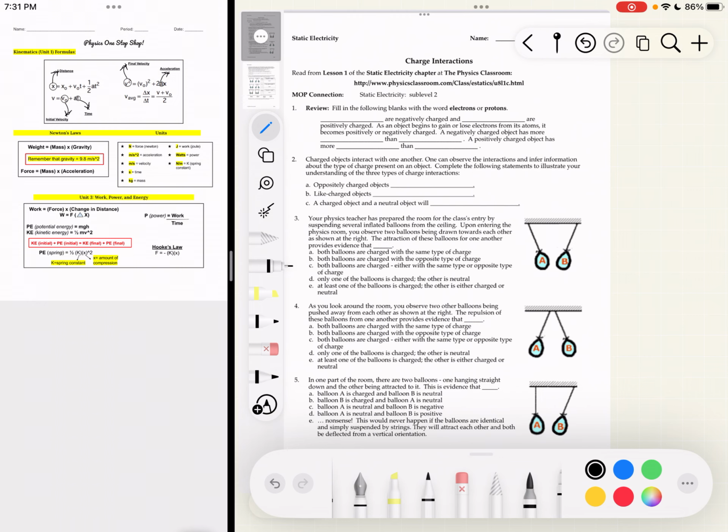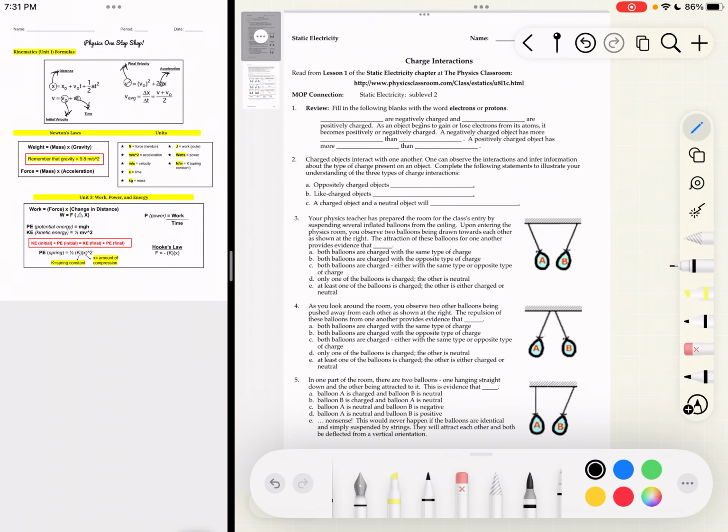I have my one-stop shop pulled up. I have my phone to be a calculator, even though we won't really need it right now, but that's okay. So let's get started. I want to move this.